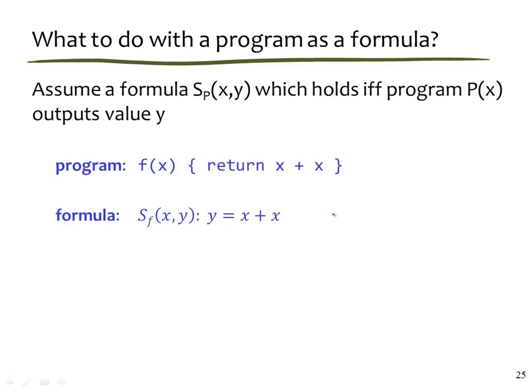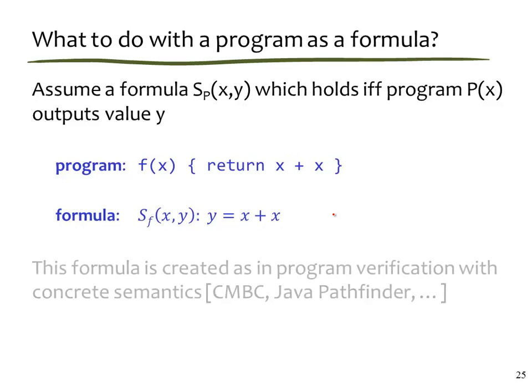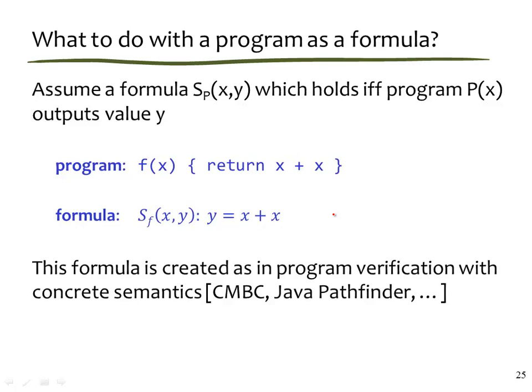Okay, so imagine that we do have a program expressed as a logical formula. What do we do with it? I'll cover how to obtain that formula soon, but here is a program that returns x plus x, and here is a formula which relationally states that the output y equals x plus x. How you obtain the formula and what it expresses is essentially no different than in program verification with concrete semantics that is symbolic, such as Java Pathfinder and CMVC. There is nothing new really here.